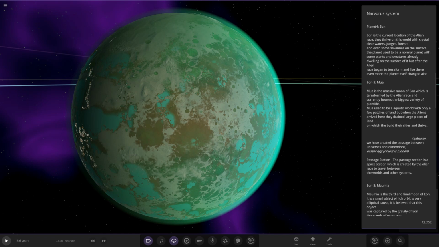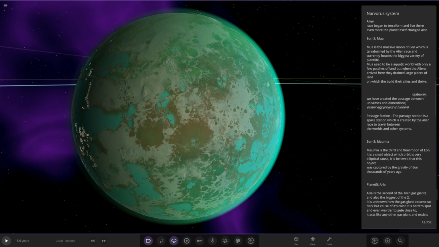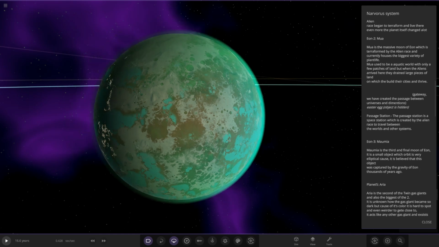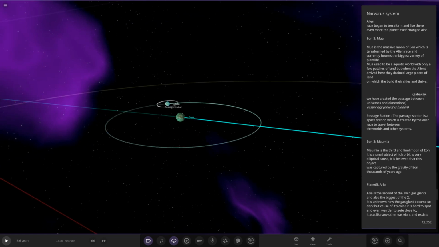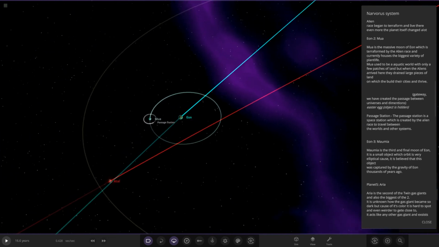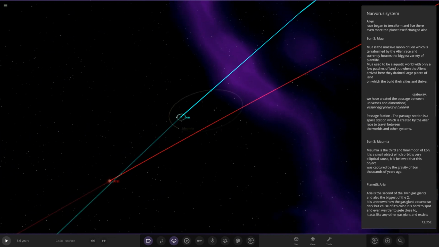Cool. Right, and then the passage station we just saw is a space station created by the alien race to travel between the worlds and the other systems. Okay. And then there's also that Easter egg. I remember that Easter egg world.